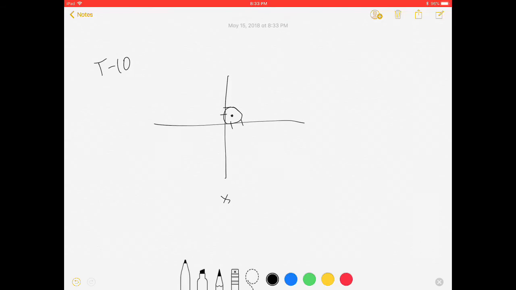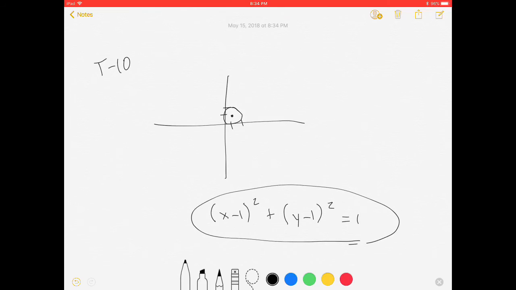To write our circle, we do x, the opposite of the x-intercept. Oh, that was bad handwriting. So the opposite of the x-intercept squared plus y, the opposite of the y-intercept. Not the y-intercept.